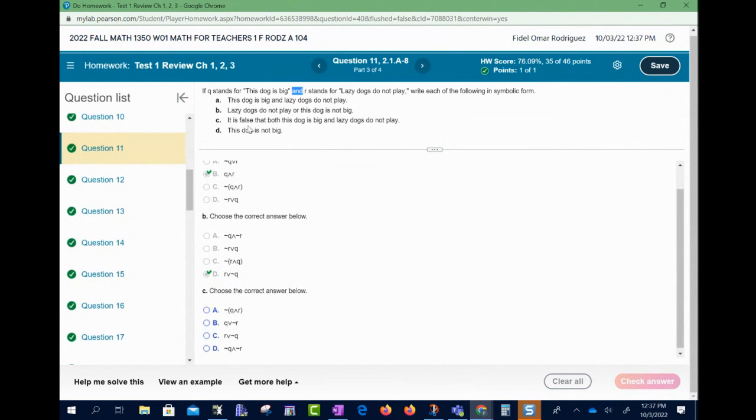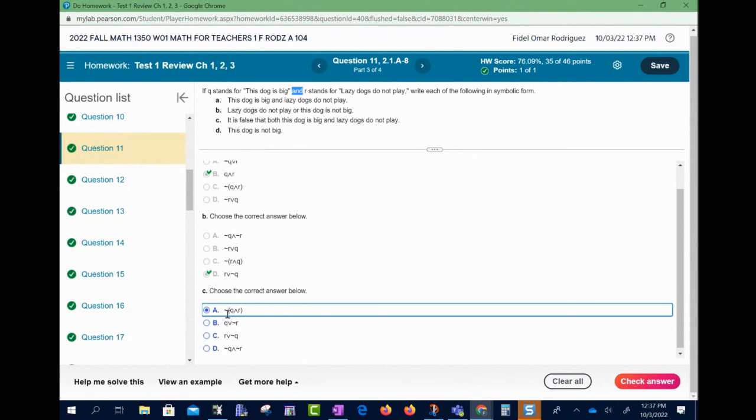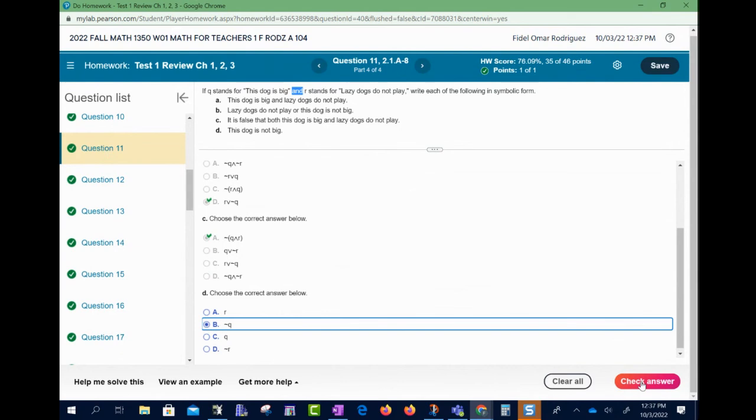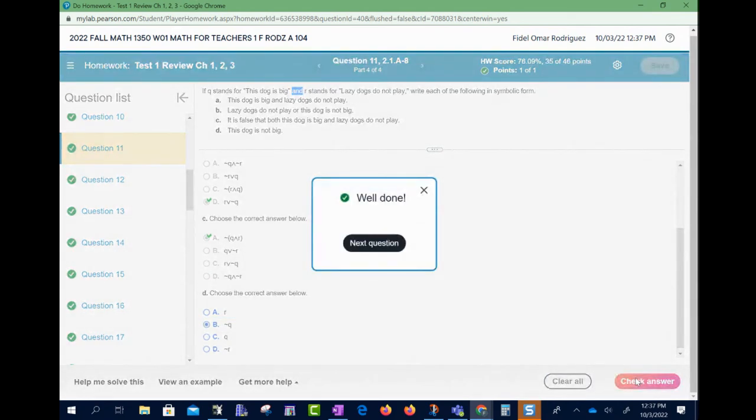It says, it is false. It is false is already telling me I'm going to negate something. That both the dog is big and lazy dogs do not play. So again, I'm looking at an and, y'all, is the up arrow. Since the negation is coming at the very beginning, I'm going to put the negation right here, y'all, at the very beginning. Okay. It is false because it's that negation at the very beginning right there. Okay. And then the dog is not big. So look, if Q stands for the dog is big, then the dog is not big would be not Q, right? And again, I'm just going to check my answer as I go through. So that's really what I'm looking for.